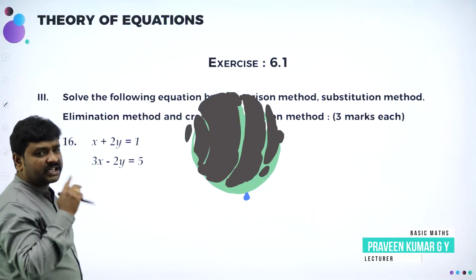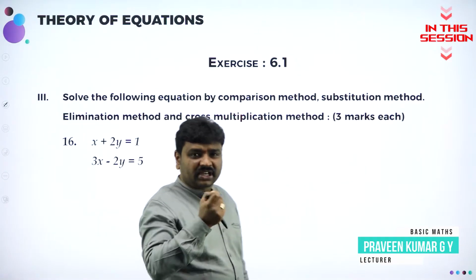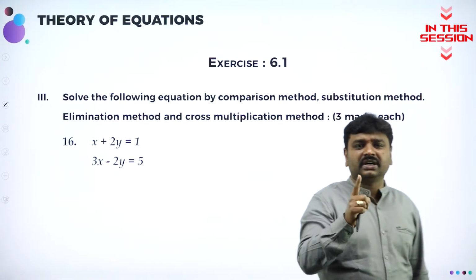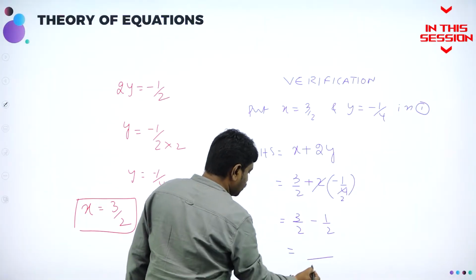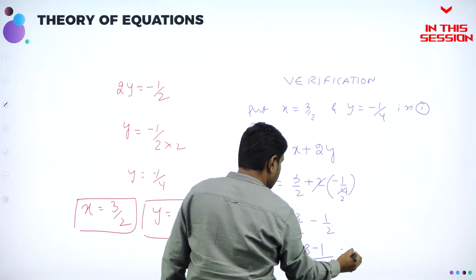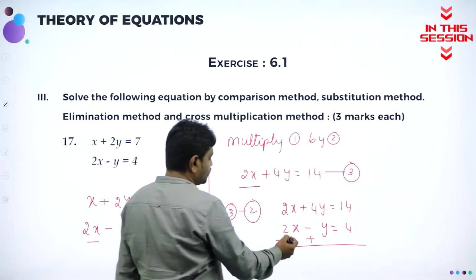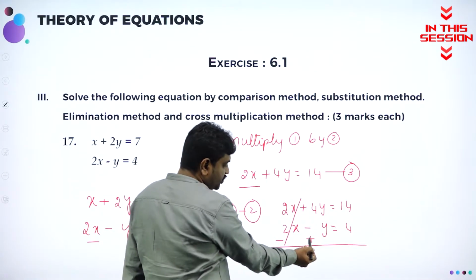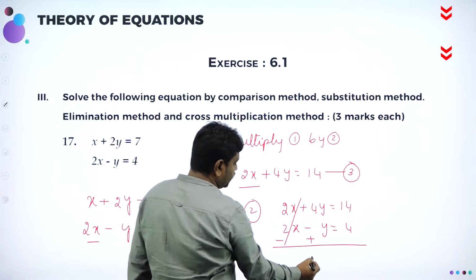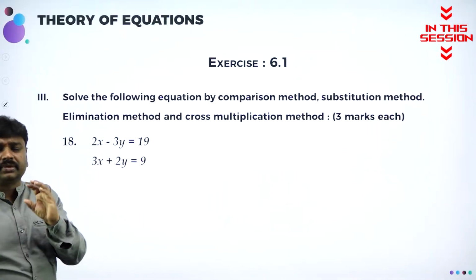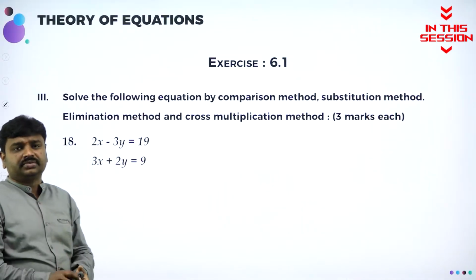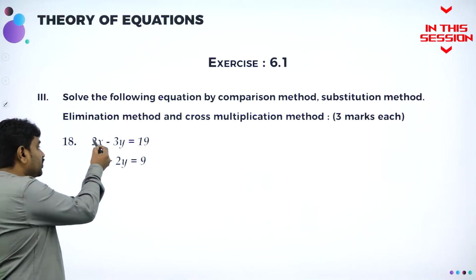See here, comparison method means we can eliminate the variables by making the quotient same. If I take LCM, 2 is LCM, 3 minus 1, 3 minus 1 is 2, 2 by 2 is 1. So 2x minus 2x cancels. After you change the sign, it becomes plus 4y plus y is 5y. How to make quotient same? Multiply opposite terms. Means multiply quotient of x of first equation to the second.